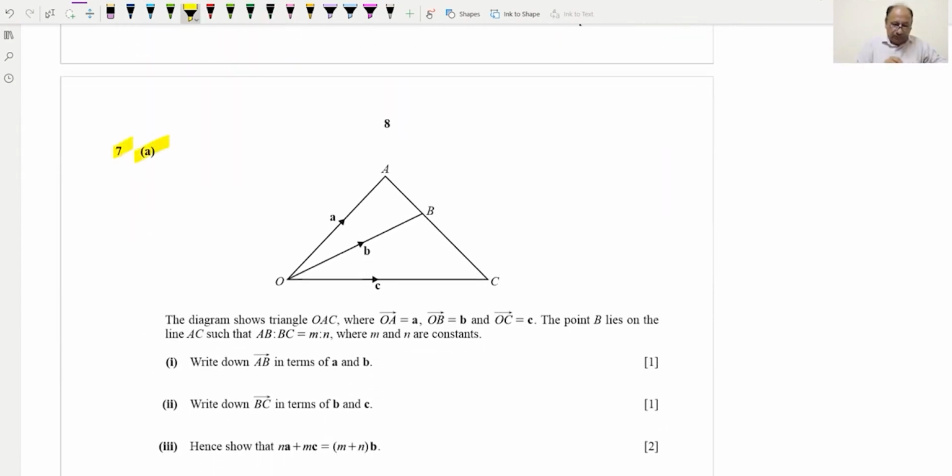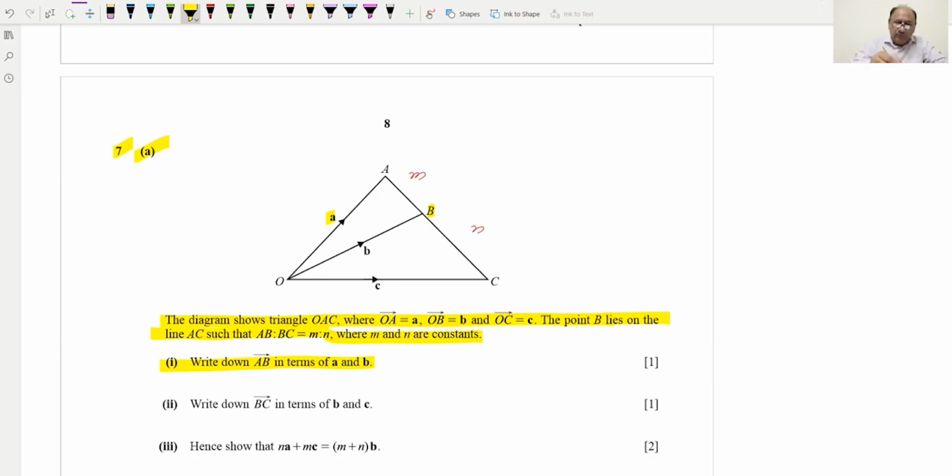Question number 7a part. The diagram shows triangle OAC where OA is equal to a. This is OA, which is equal to a, and OB is equal to b, and OC is equal to c. The point B lies on the line AC. This is B, which is lying on this line AC, such that AB ratio BC is equal to m ratio n. So this is m ratio n, where m and n are constants.